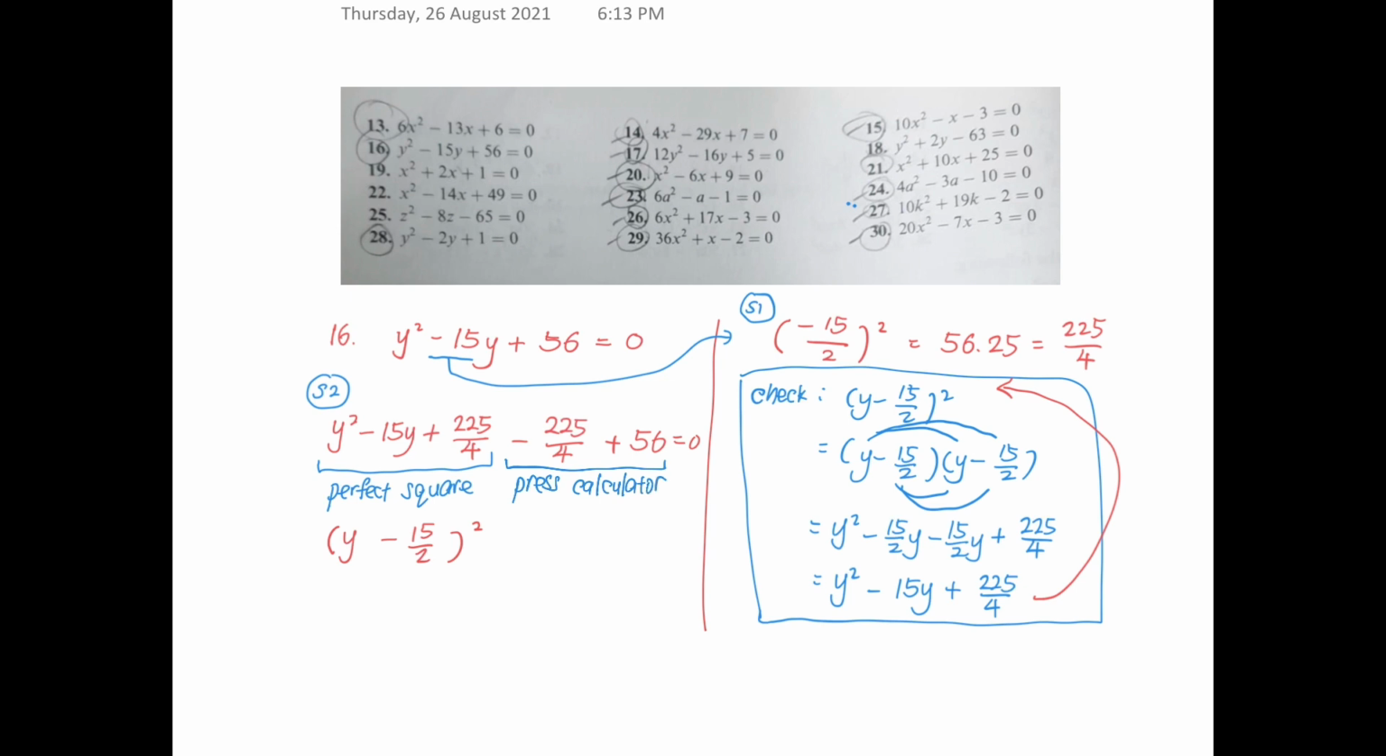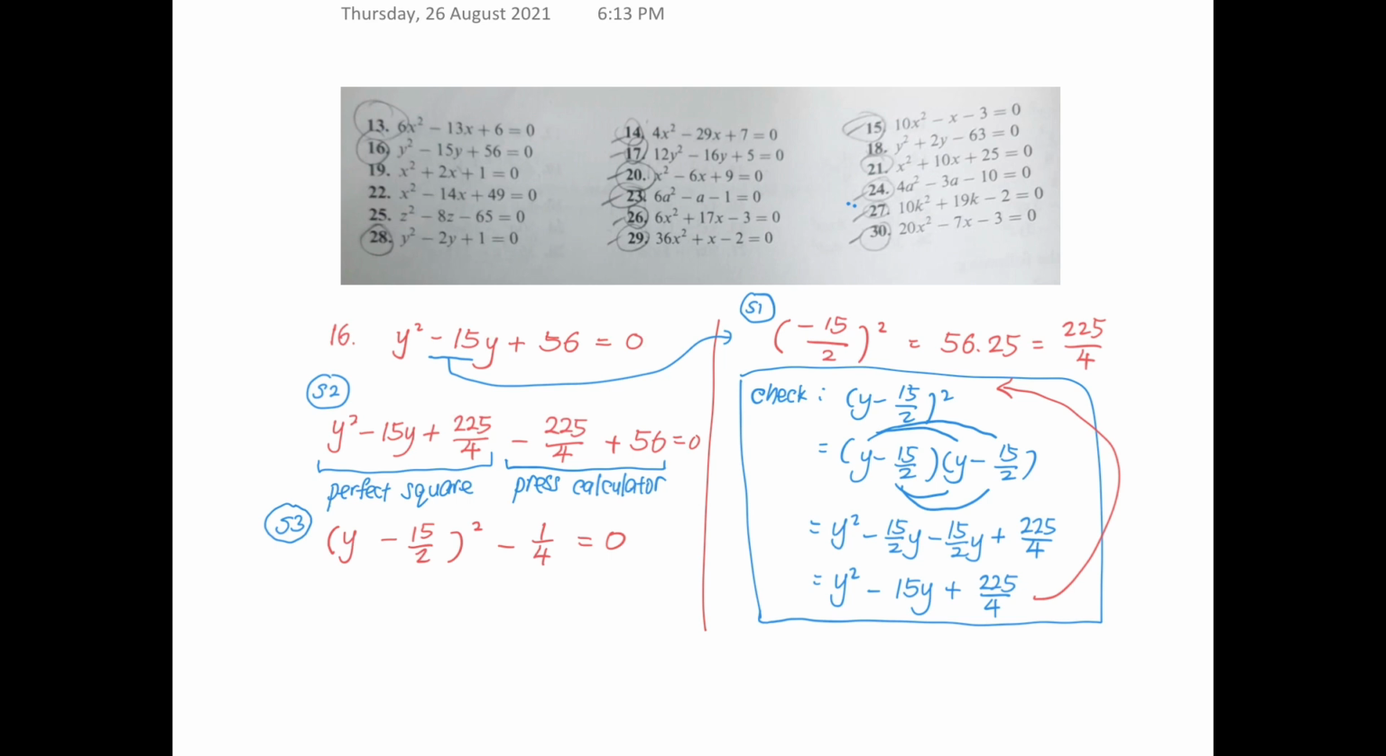Calculator. So by pressing calculator, let's see, minus 225 over 4 plus 56. So you will get negative 1 over 4. Negative 1 over 4 equal to 0. So that is completing the square. So if our question is just doing completing the square, then it's just like this. So this is the third step. The third step is to change it to this particular form and finish.